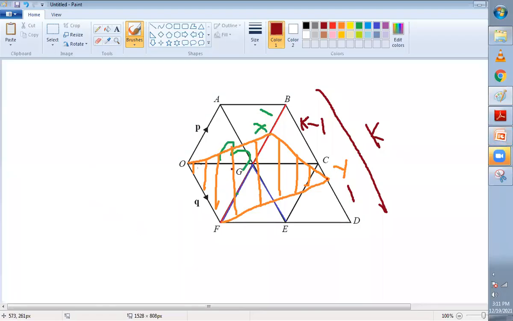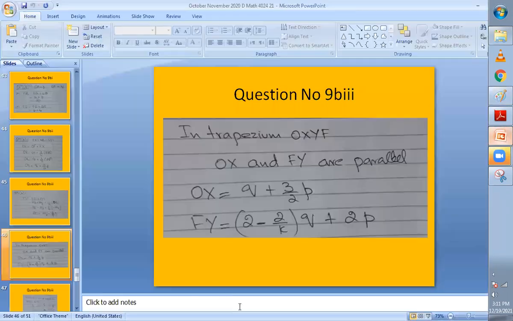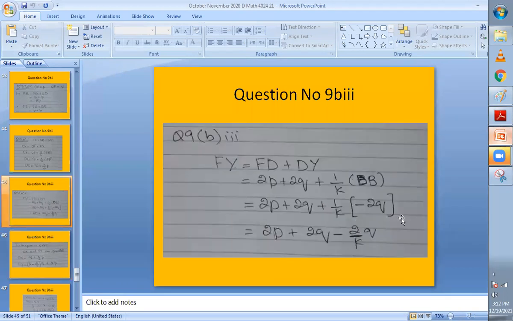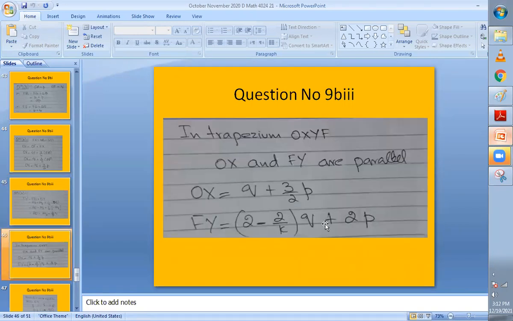What I am writing is that the OX and the FY are 100% parallel. So if the OX and FY are parallel, the OX value is q plus 3 by 2p, and the FY is 2 minus 2 by k q plus 2p. From here I've taken the q common, so you will have 2 minus 2 by k in a bracket and outside q. So this is the value.